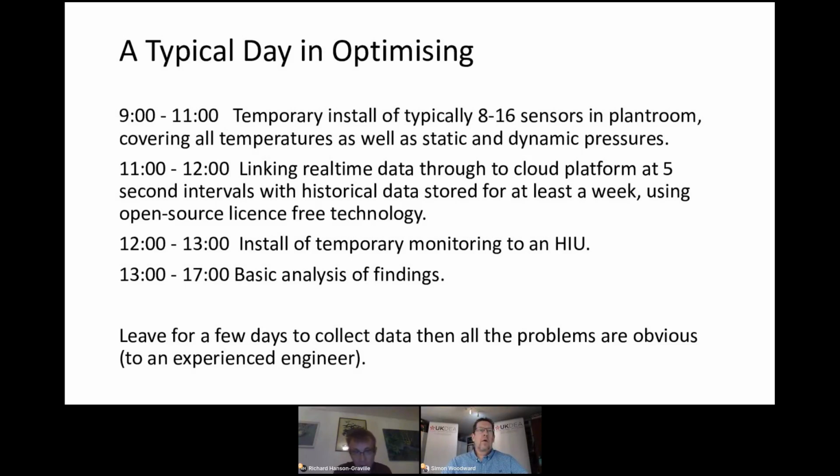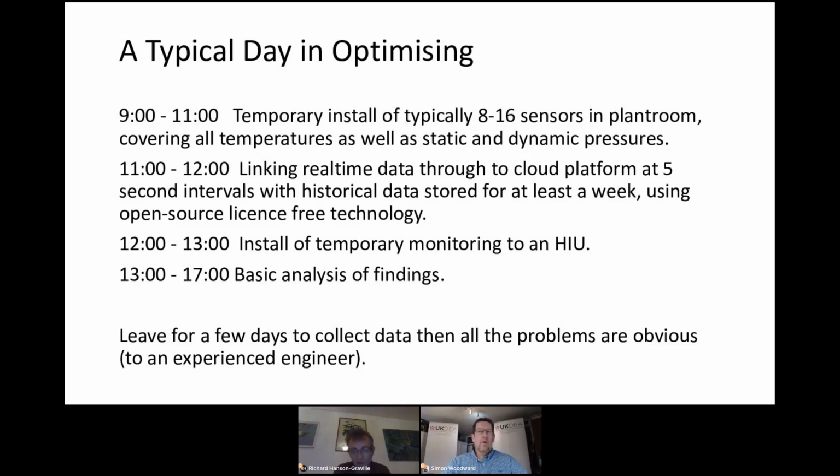Then we run across to an HIU. We plug some sensors on there. This is usually done by lunchtime. Then we've got an afternoon of real-time data with 5-second intervals. Usually by the end of the day, you've got a very clear picture of everything that's wrong. But we will typically be leaving these things running for a week, a month, so you can start to look up the larger problems and write a proper report.